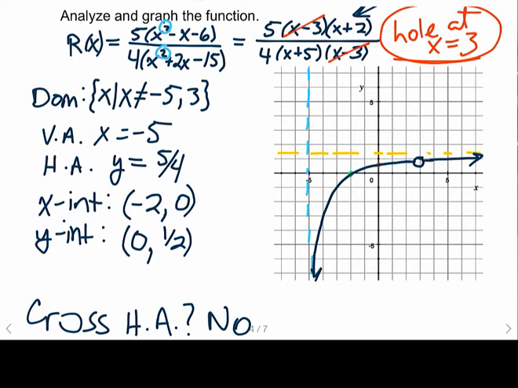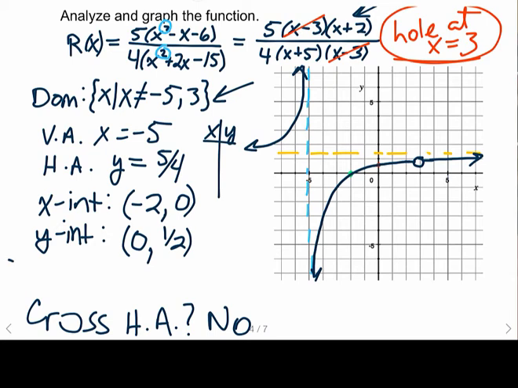If we need to, we can use an xy table to figure out the other branch, and we know it exists because the domain is everything except -5 or 3. And we would find that the second branch is in the upper left corner here, and that's our graph.